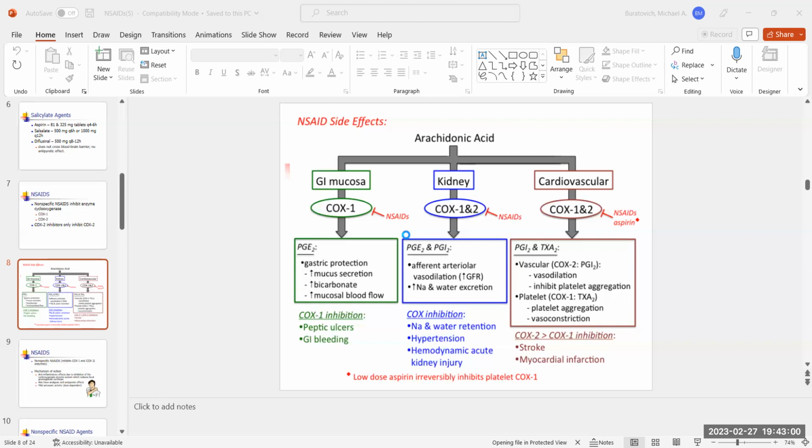Lactating mothers: NSAIDs are excreted into breast milk, and it's not good for babies' kidneys. Acetaminophen is fine, not NSAIDs. Patient has renal failure, no NSAIDs. And they inhibit platelet function, so if you have someone with some sort of bleeding disorder, the NSAIDs can make it worse, with the exception of COX-2 specific inhibitors. And COX-2 specific inhibitors have been shown to increase the risk of stroke and heart attack.